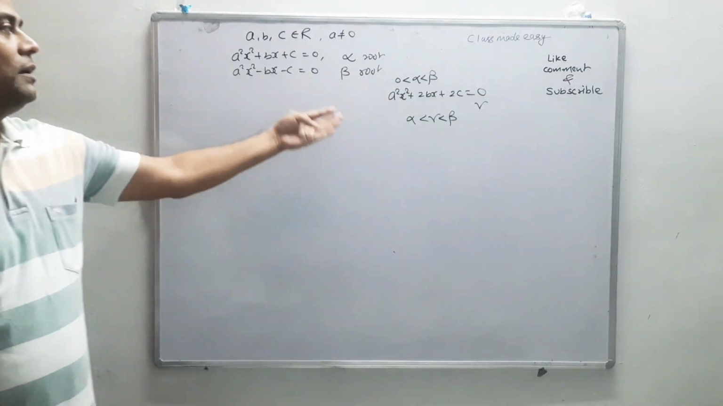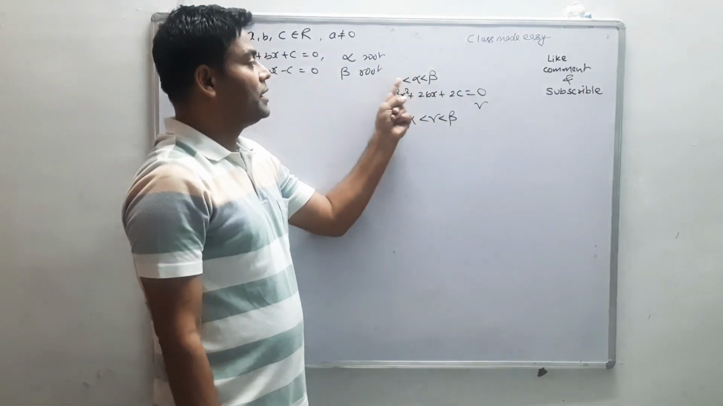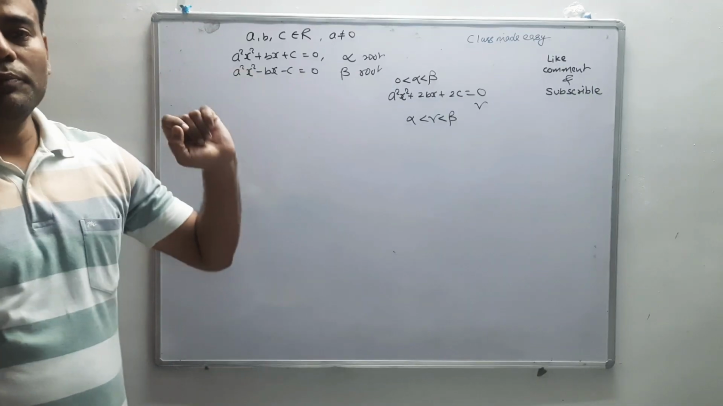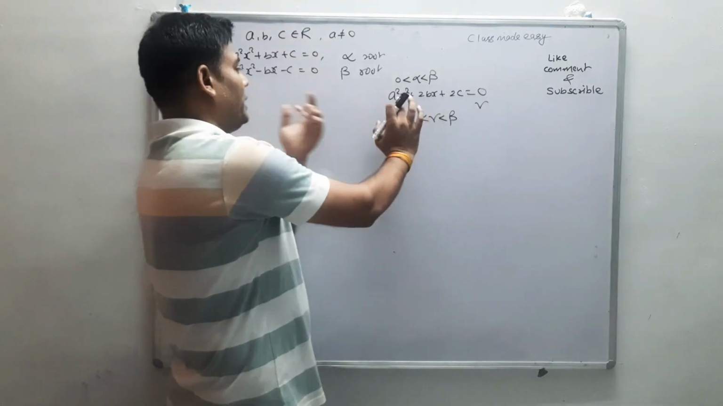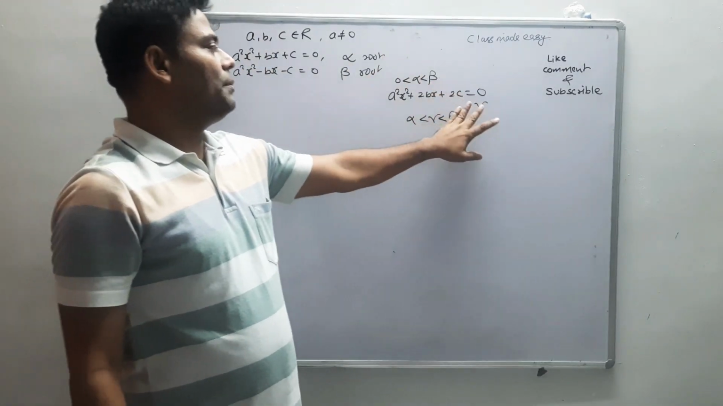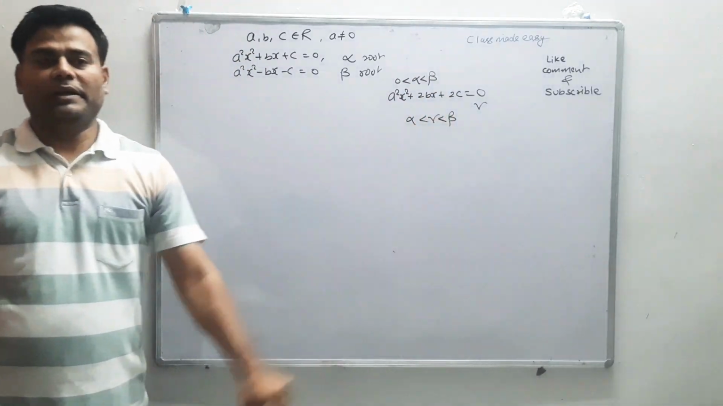Its root is beta. And these roots have one condition: alpha is greater than 0 and beta is greater than alpha. And now we have to prove the third equation, a²x² + 2bx + 2c = 0, has a root gamma that lies between alpha and beta.